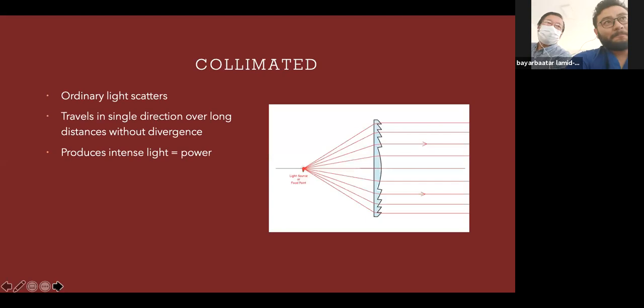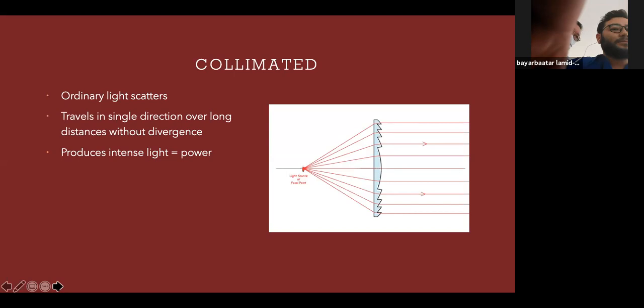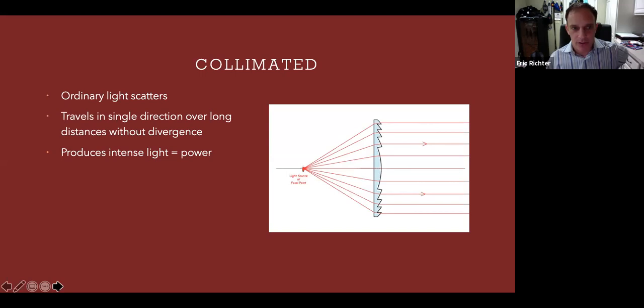Okay. So collimated, we talked a little bit earlier about ordinary light, whether it's from the sun or a light bulb. Ordinary light scatters, but a collimated laser light, you can see in that diagram, travels in a single direction over long distances without divergence, meaning without scattering. And because it can travel together in synchrony, it results in increased intensity of the light and therefore increased power.